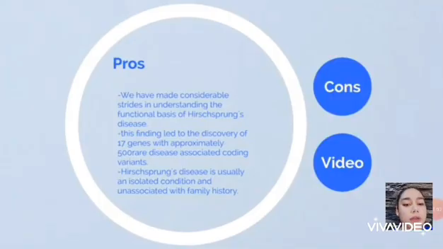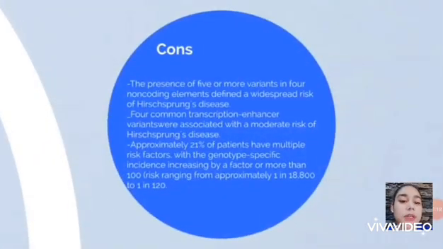Pros. We have made considerable progress in understanding the functional basis of Hirschsprung disease. These findings led to the discovery of 70. Cons. The presence of 5 hormone variants in the first non-coding element defines a wide case of Hirschsprung.